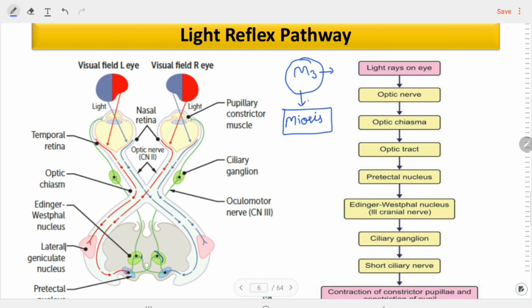Whenever the M3 is activated, the final outcome will be miosis. So any time the M3 receptors are activated, they will lead to miosis, unless the M3 receptors are blocked by some drug like atropine. If we give atropine, that drug will block the M3, so it will not cause miosis, it will lead to mydriasis because of the blocking of the M3 receptors. So atropine will lead to mydriasis after the light reflex.